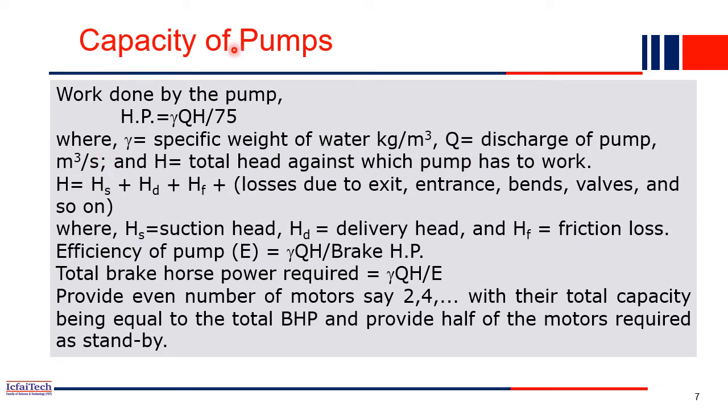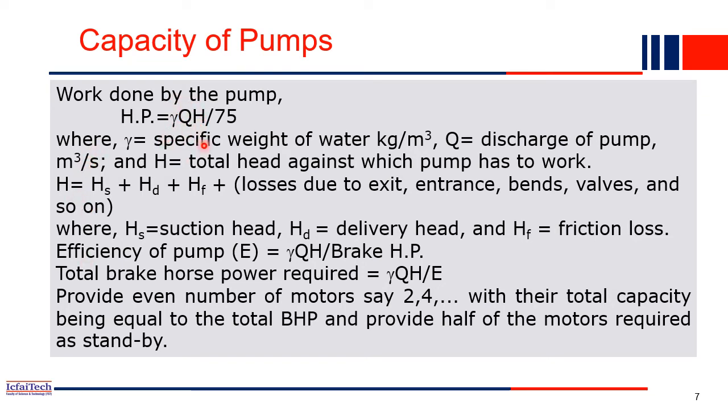So now the capacity of a pump. The work done by the pump is equal to gamma Q H by 75. This is a standard formula we can use for how much work is done by the pump. What is gamma? Gamma is the specific weight of water, right? A standard value, in kg per meter cube. Q is the discharge of the pump, meaning how much water is delivered into the water treatment plant. That is Q, in meter cube per second. Per second, how much water is delivered, that is Q.